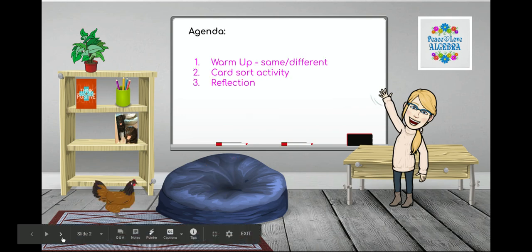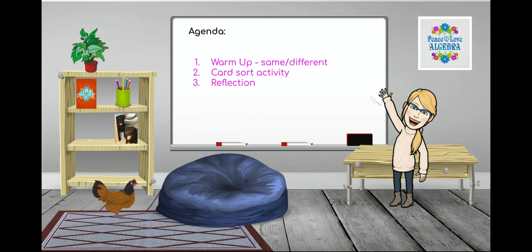Our agenda for the lesson will be a warm-up, and I'm going to ask you again to notice a sequence and tell me what is the same and what is different. We are going to do what's called a card sorting activity. I will be showing you several sequences, and you're going to tell me how they are changing. Then we'll have a final reflection.